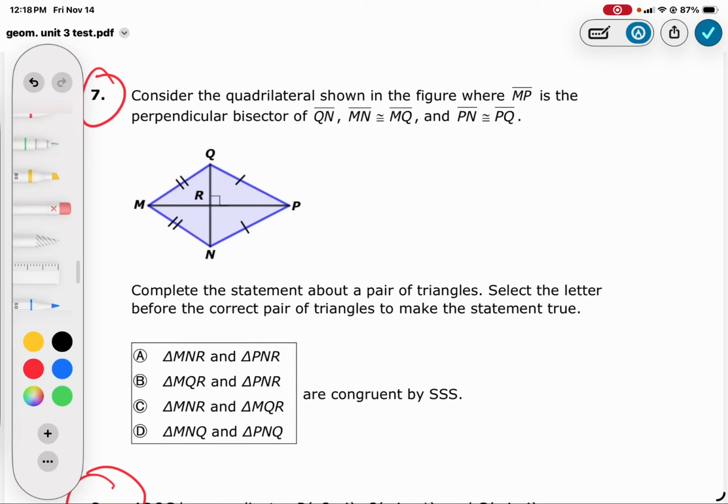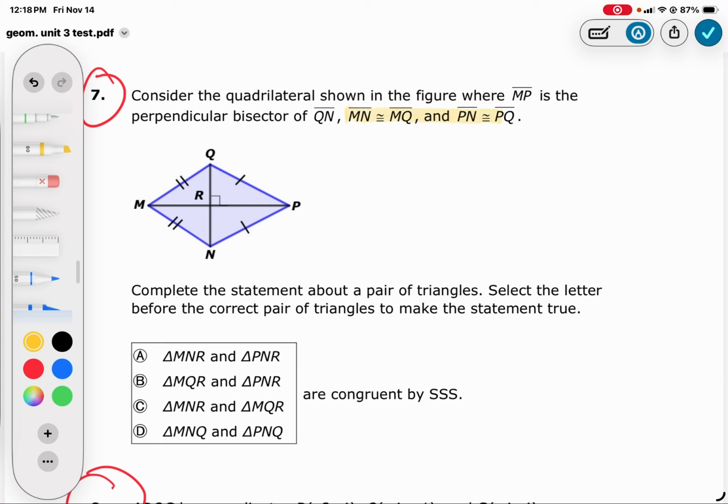Today we're going to go over question number 7 from a geometry unit test, unit 3 test. All right. So it says consider the quadrilateral shown in the figure where segment MP is the perpendicular bisector of segment QN. And then it says segment MN is congruent to segment MQ and segment PN is congruent to segment PQ. These last two that I just read here, let me highlight it.